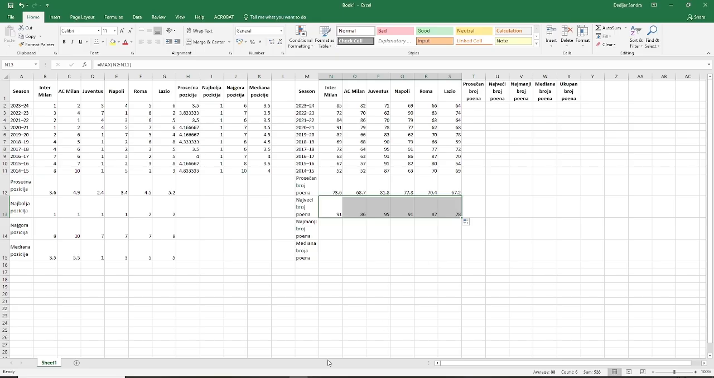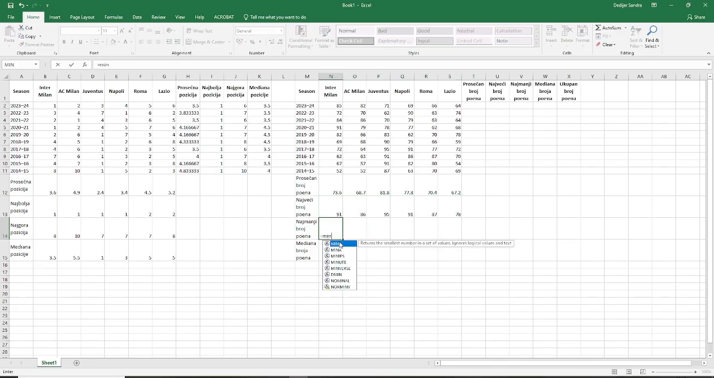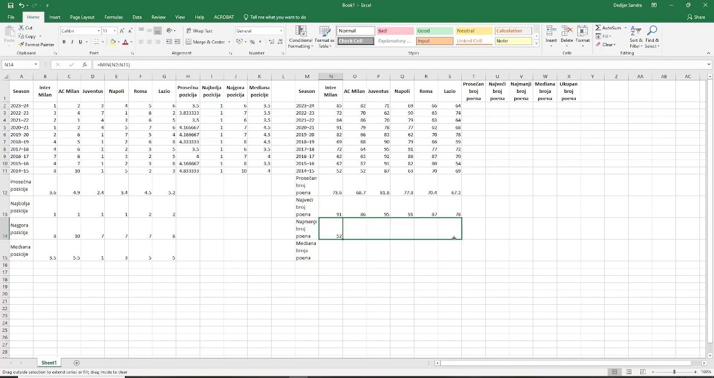We calculate the minimum number of points using the formula min, so equals min, from N2 to N11. The same formula is applied to calculate the minimum number of points for the other clubs by dragging. Inter and Milan had the lowest number of points, 52. Juventus, Roma and Napoli performed best in the category with a minimum of 63 points.